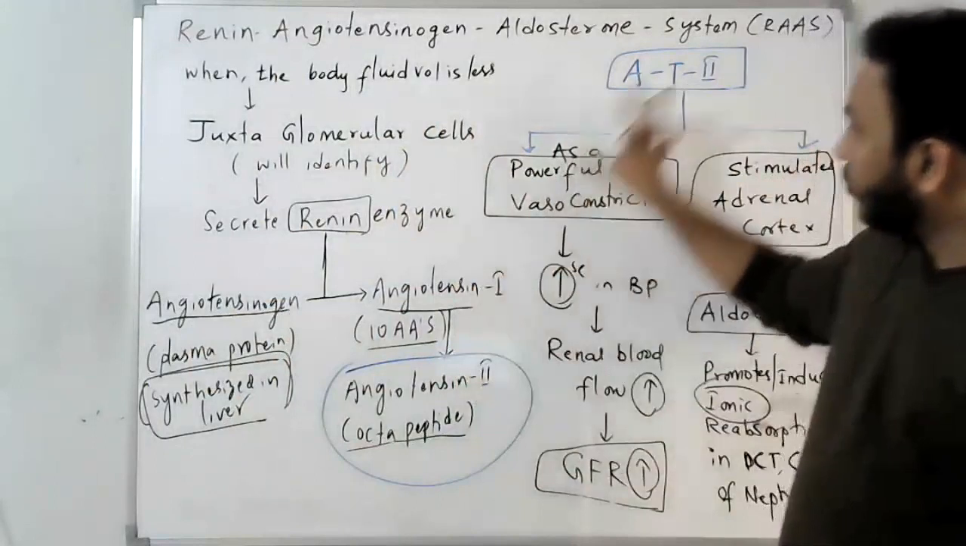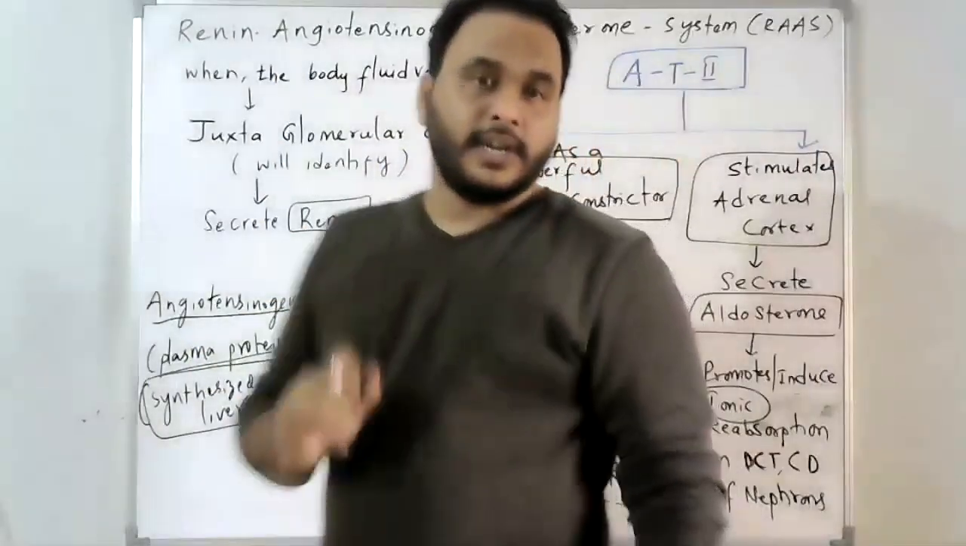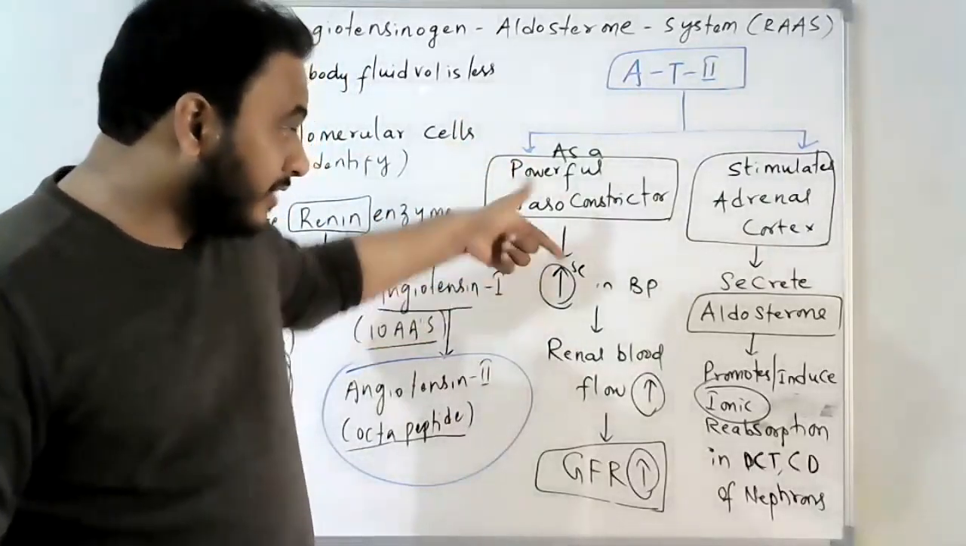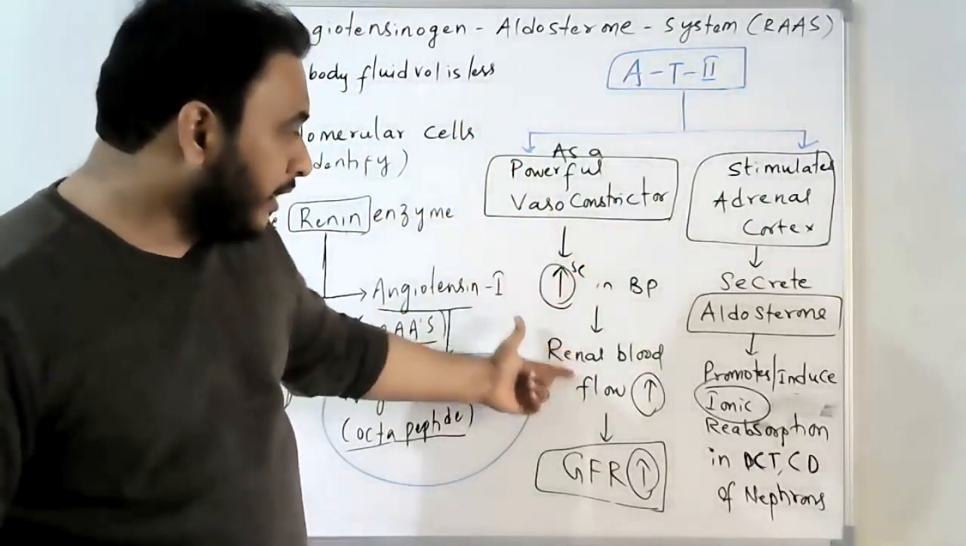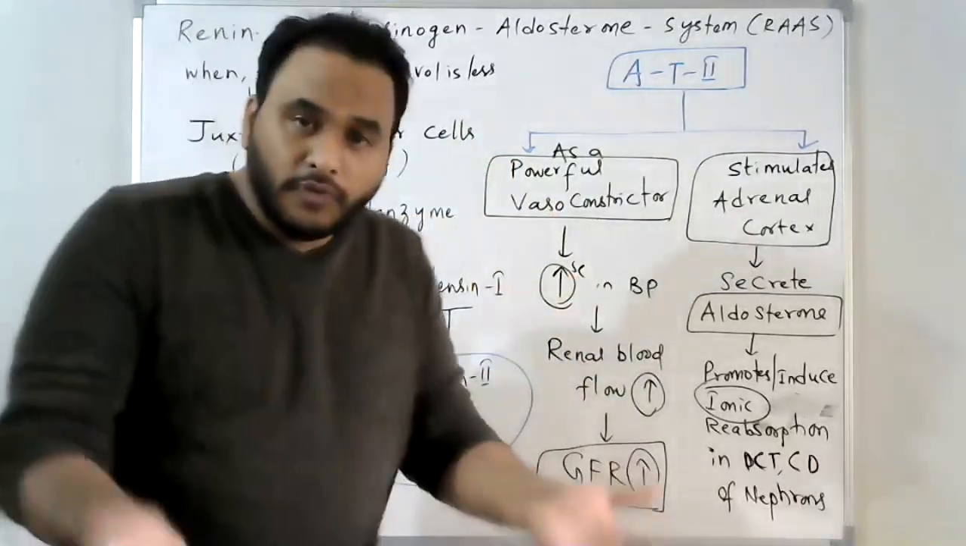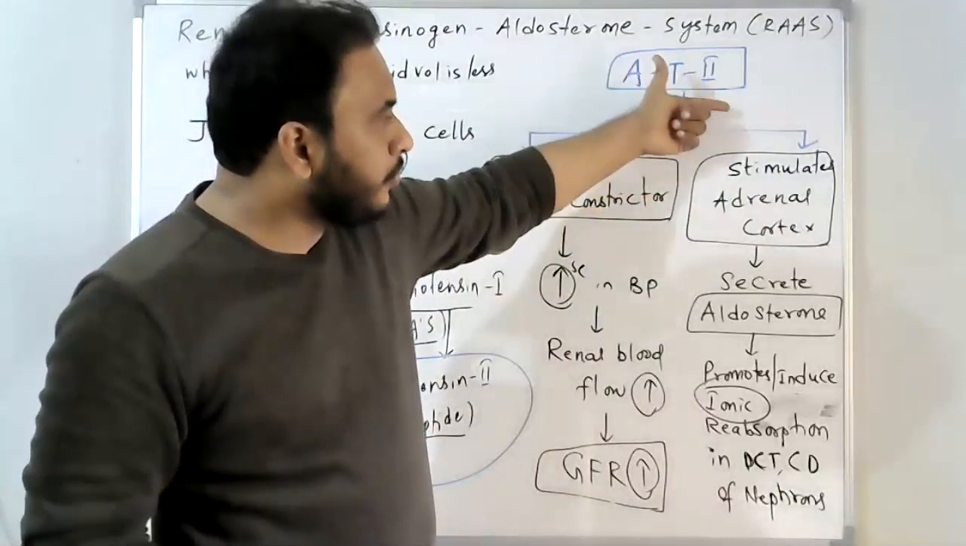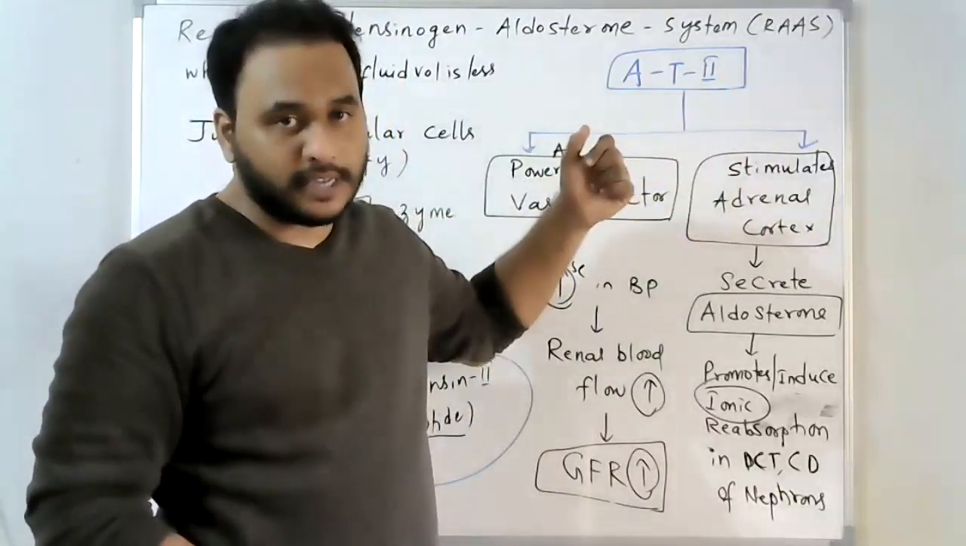And this angiotensin 2 has two functions. Number one, it acts as a powerful vasoconstrictor, which increases blood pressure, and thereby renal blood flow increases, and thereby the filtration rate also increases a lot. Next, the second role of angiotensin 2 is that it stimulates the adrenal cortex.